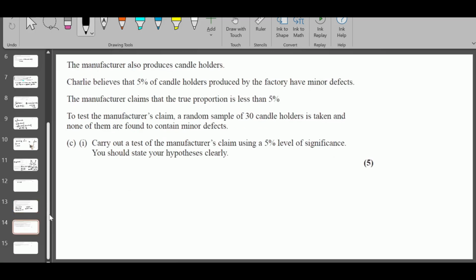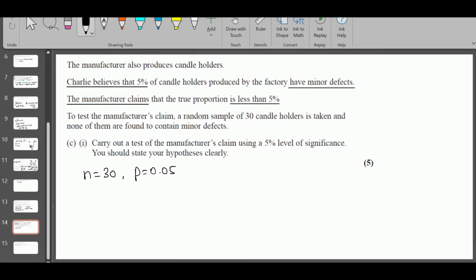Okay, next part now. The manufacturer also produces candle holders. Charlie believes that 5% of the candle holders produced by the factory have minor defects. The manufacturer claims it's less than 5%, not 5%. To test the manufacturer's claim, a random sample of 30 candle holders is taken. N is 30. The probability of success is 0.05.